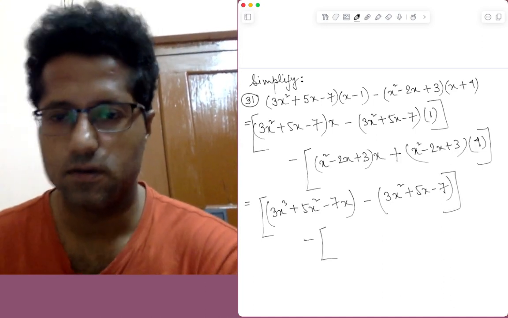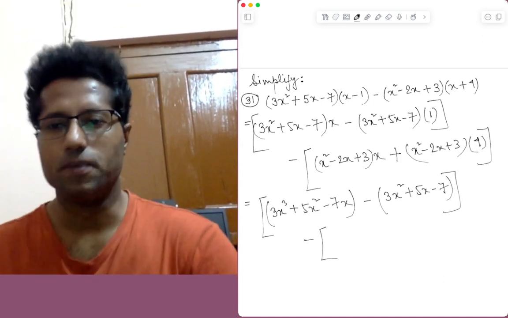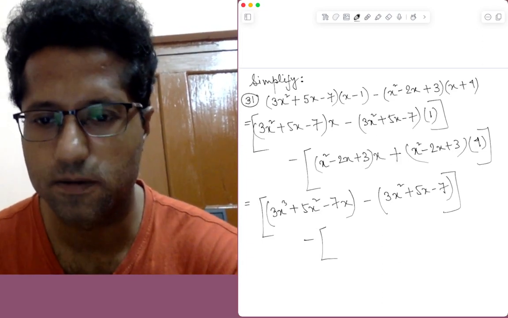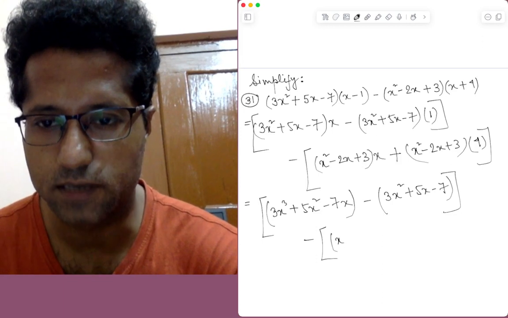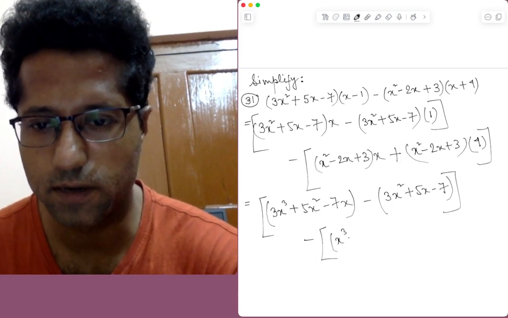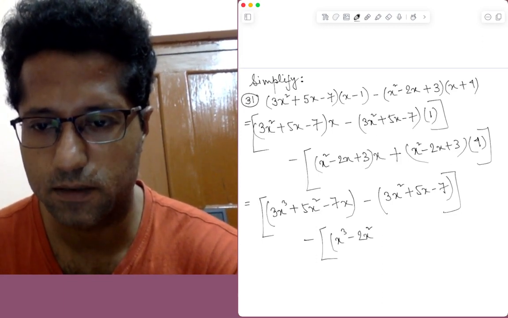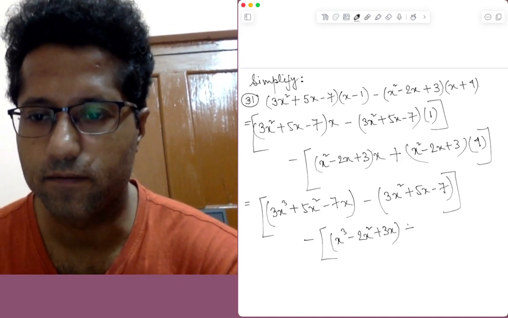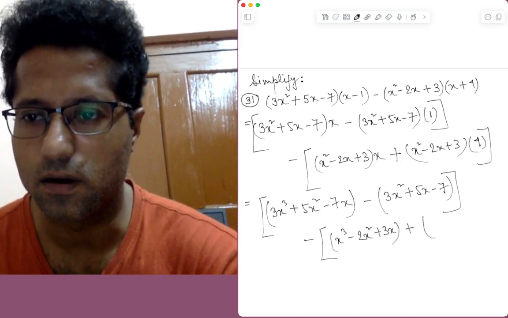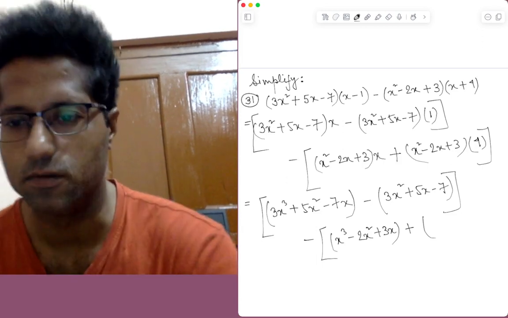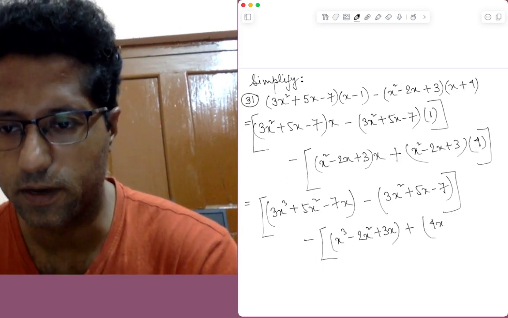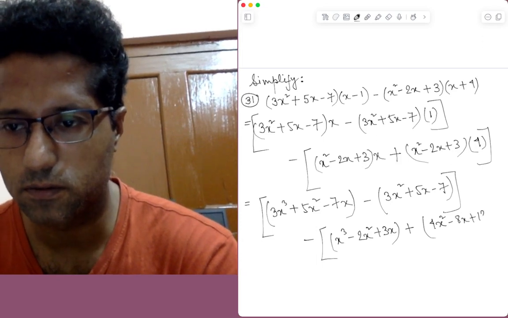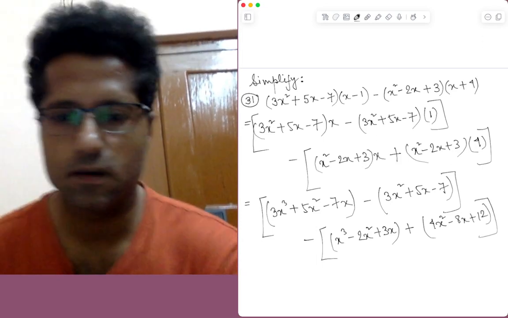So 3x square plus 5x minus 7. Now for the second grouping symbol, we have to multiply x with the trinomial, that becomes x cube minus 2x square plus 3x, and then we multiply 4 with the trinomial, that is 4x square minus 8x plus 12. Okay.